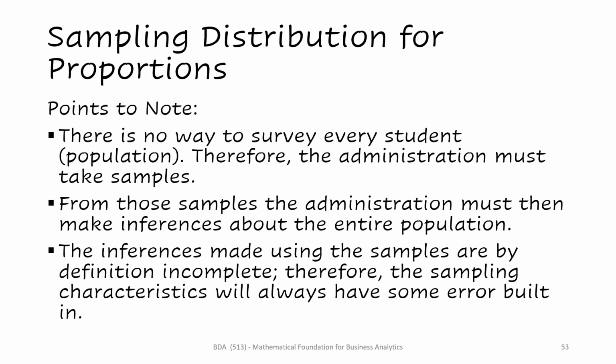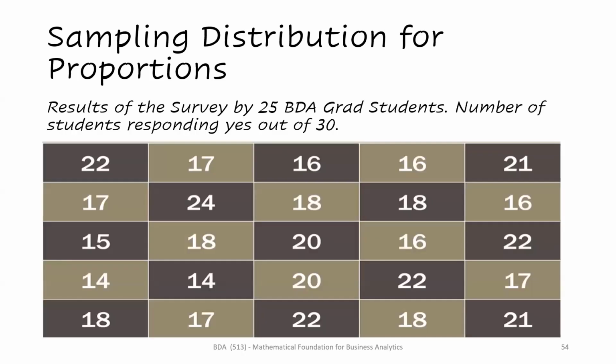So what we need to take into consideration is that we do not know the whole population, or there wouldn't be time to interview the whole population. Therefore, we need to take samples and then make inferences about the whole population. So let's see how.